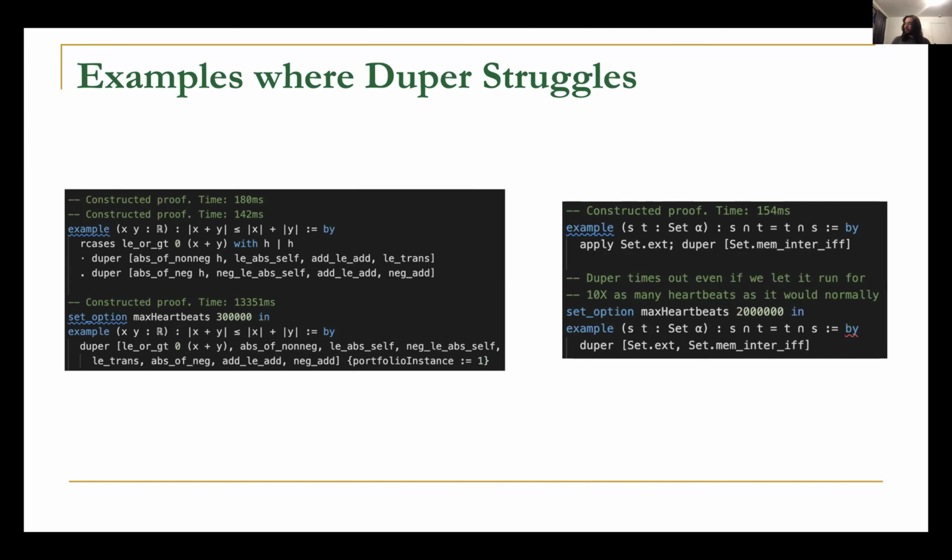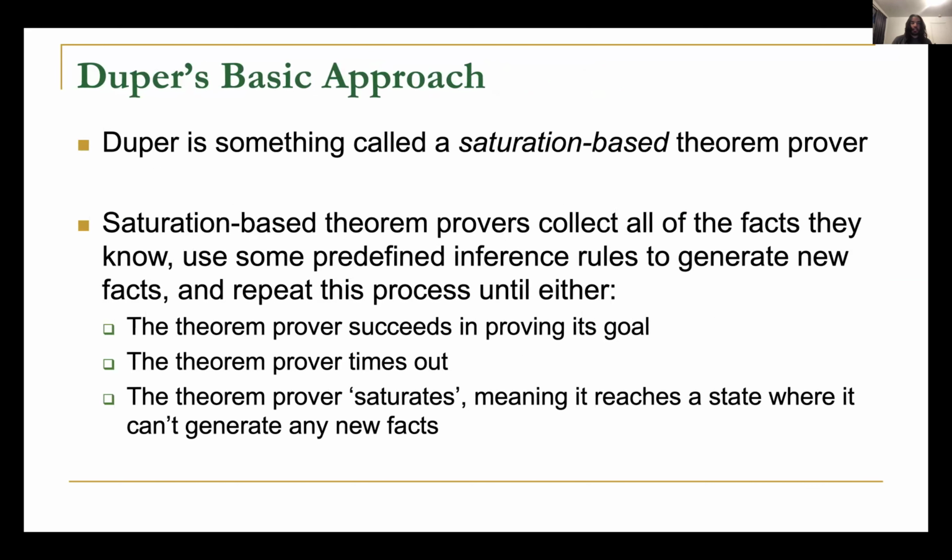Duper is something called a saturation-based theorem prover. Saturation-based theorem provers collect all of the facts they know, use some predefined inference rules to generate new facts, and then repeat this process until either the theorem prover succeeds in proving its goal, the theorem prover times out, or the theorem prover saturates, meaning it reaches a state where it can't generate any new facts.